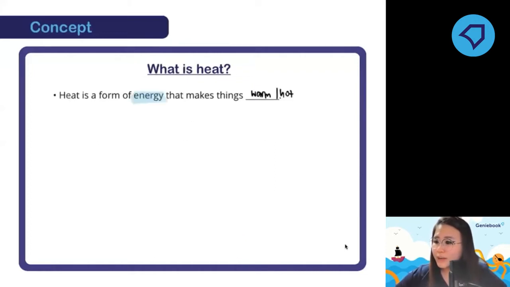Now, what about this one then? How should we define it? Heat is a form of energy that makes things what? Should I write hot or warm? Does heat make things hot immediately? Maybe not. So the term that we want to use to describe the state would be warm. A preferred term would be warm.